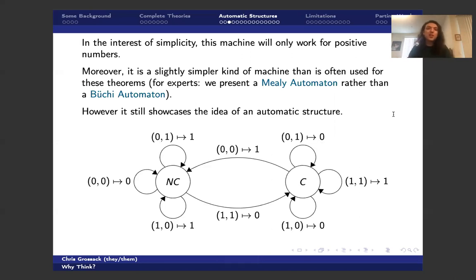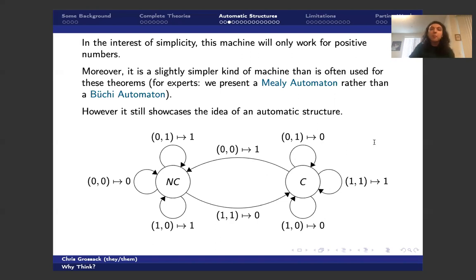So bam, here's the automaton. We have two states. We have a state called no carry, and we have a state called carry. We're going to start in the no carry state, and we're going to read our input bits one column at a time. So if I see a 0 and a 1, and I'm not carrying, I spit out a 1, and I'm still not carrying. If I'm not carrying and I see two 1s, then I should spit out a 0 and carry a 1.